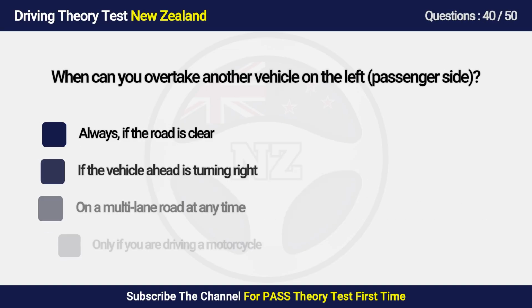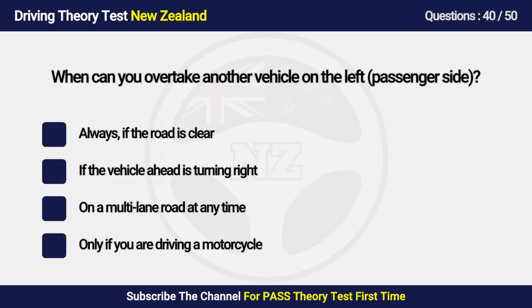Question 40. When can you overtake another vehicle on the left passenger side? A. Always if the road is clear. B. If the vehicle ahead is turning right. C. On a multi-lane road at any time. D. Only if you are driving a motorcycle.